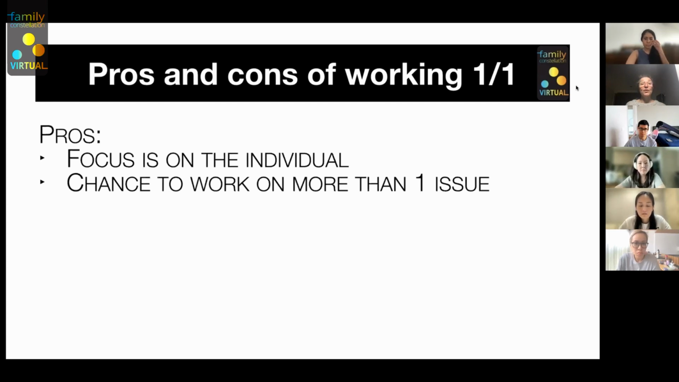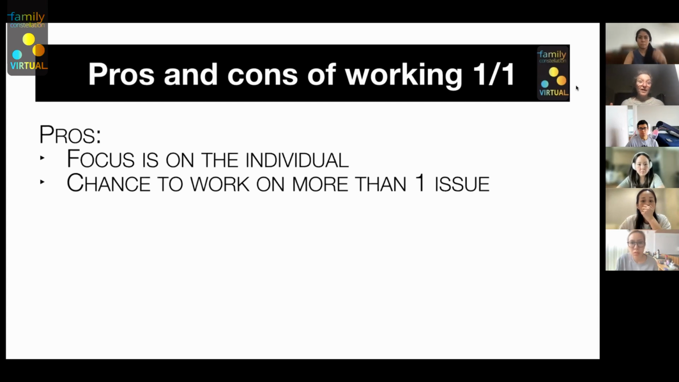You can work on more than just one issue in a one-on-one session. Yeah. So you get the chance, if there's enough time. If one question is raised and you work with this question, and let's say it took 20 minutes, then you would have time to work on something that comes up, right? Because you have this time.